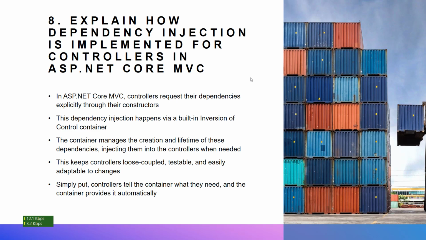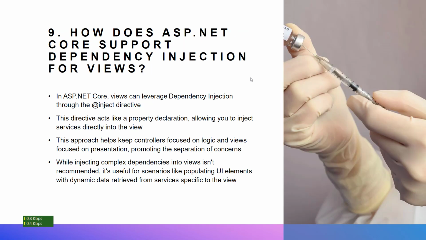So this keeps the controller loosely coupled. With dependency injection, definitely we are not directly linking to any of the services, we are decoupling it. So definitely it is testable and easily adaptable to changes. If we make them tightly coupled, changes cannot be adopted easily. So simply put, the controller tells the container what it needs, and the container provides it automatically. So that is what we need to do if we want to inject the dependencies.